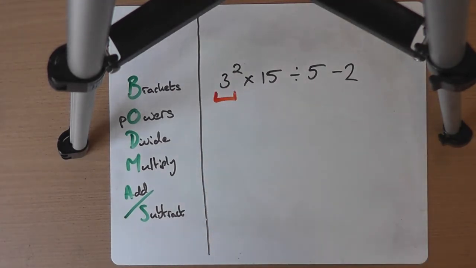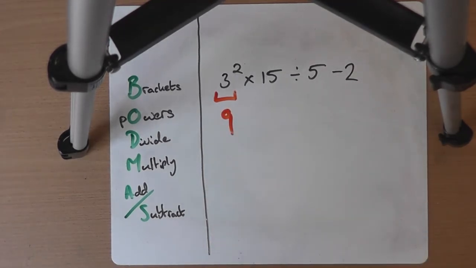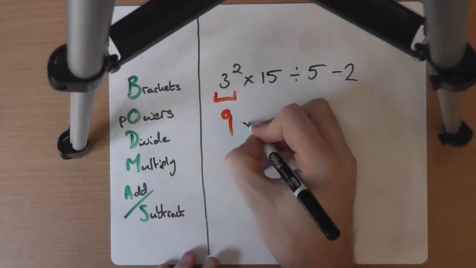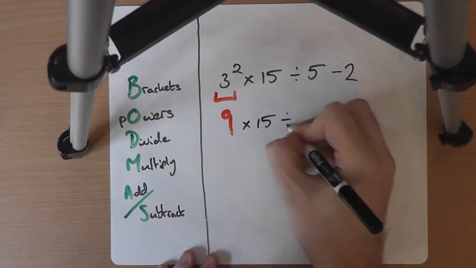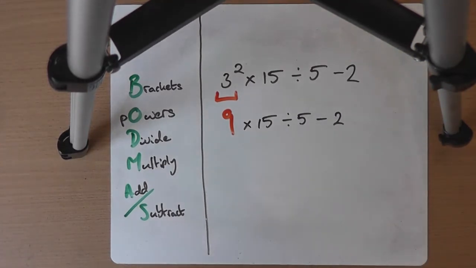So what we do is we do that power in 3 squared. 3 times 3 is 9. And the rest of that question then carries down because we haven't used it yet. So the times 15, the divided by 5, and the minus 2 are all still there from the previous line.